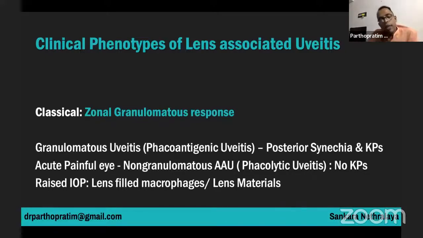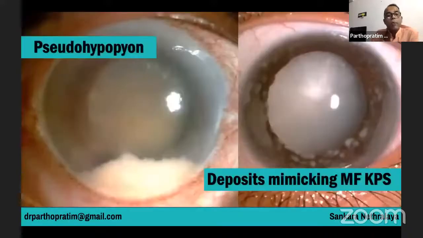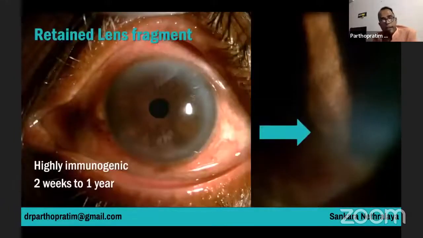And as we showed here, the lens-engulfed macrophages can also clog the trabecular meshwork and cause raised IOP. This kind of lens associated uveitis often can cause pseudohypopyon, as you can see in this picture, or sometimes these deposits over the corneal endothelium can mimic the mutton fat keratic precipitates. So one has to be very careful while evaluating these cases.